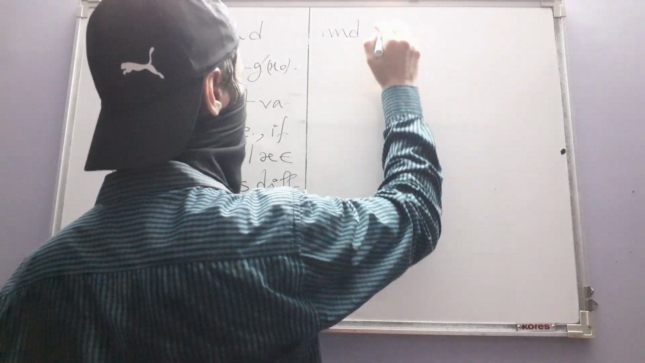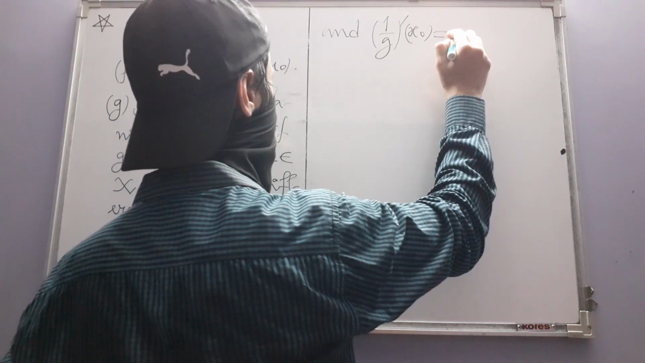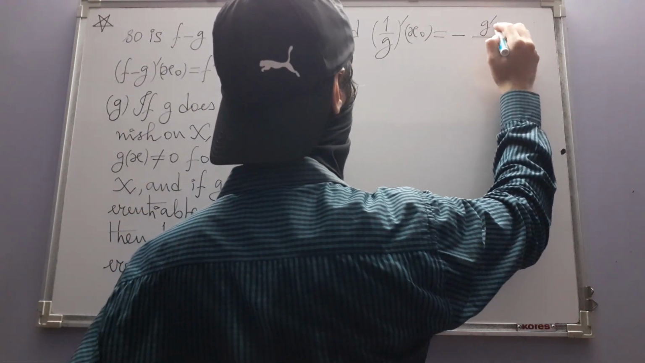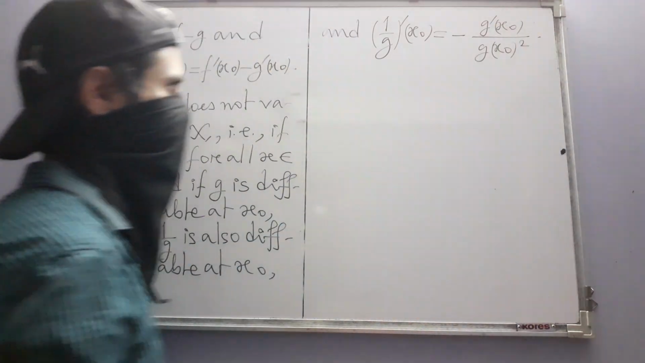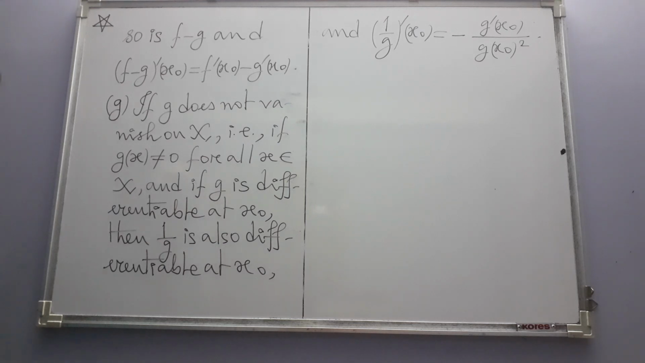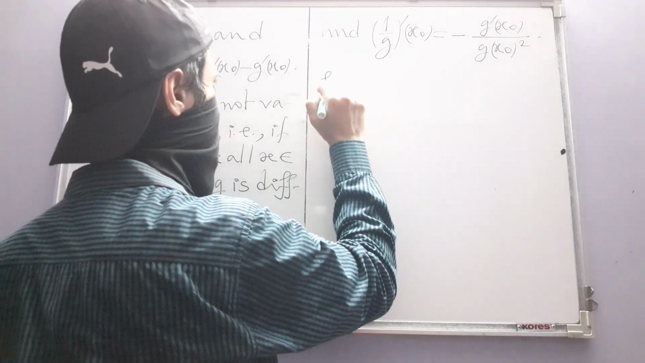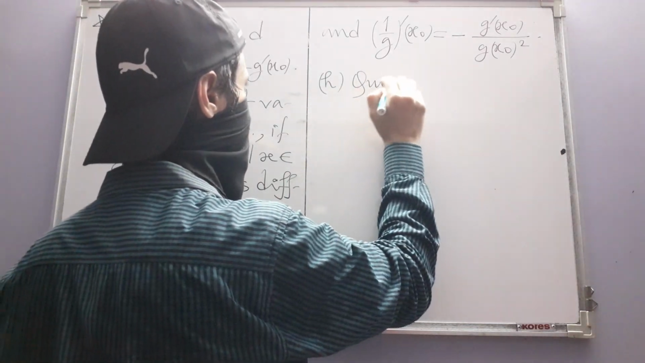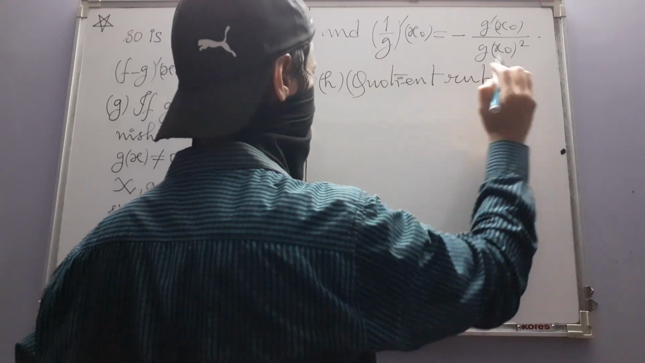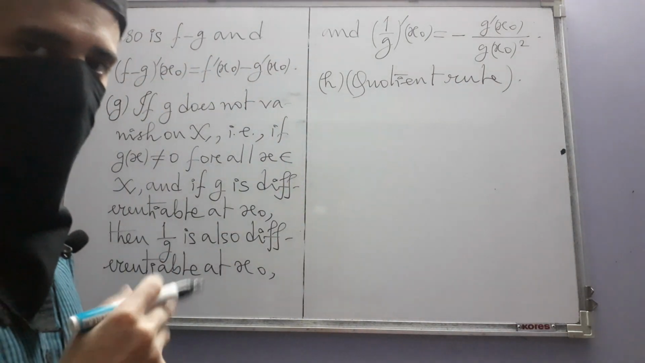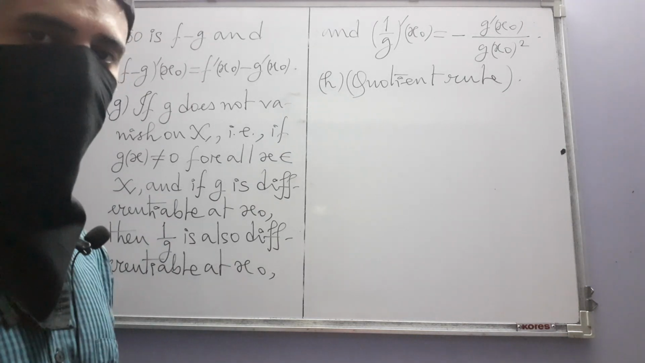And the derivative of 1 over g at x naught is minus the derivative of g at x naught divided by the square of the value of g at x naught. Okay, that is the formula. And the last one is the quotient rule. This is also nothing unfamiliar to us. We also know what the formula is, although this is the most complicated among all these.